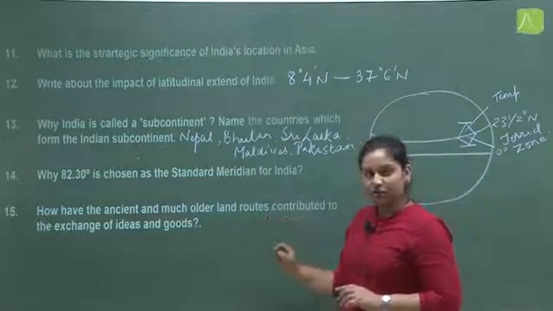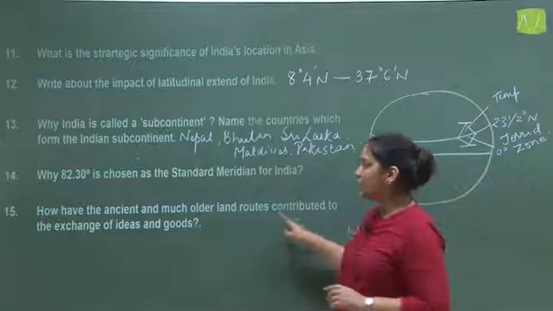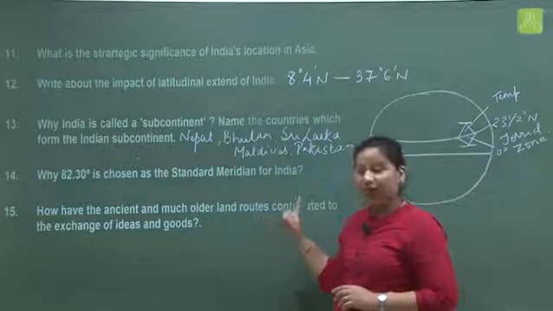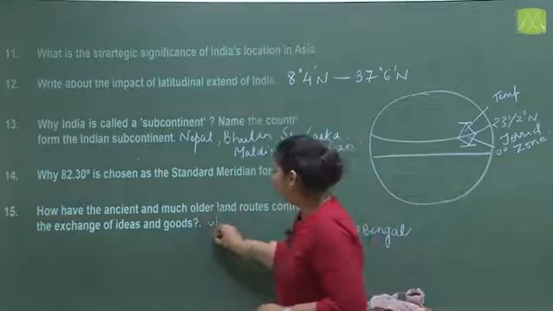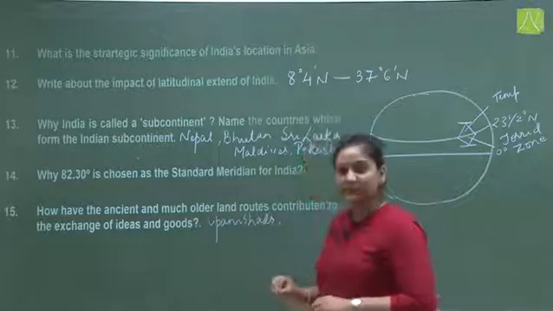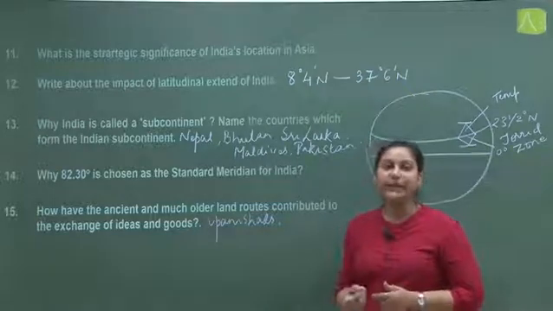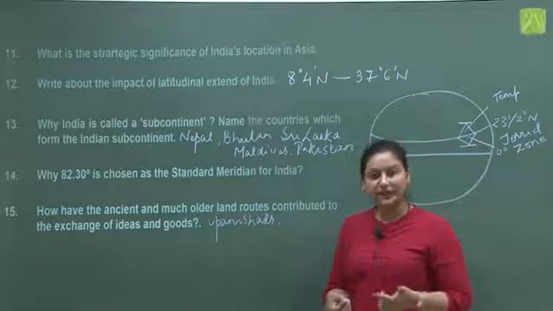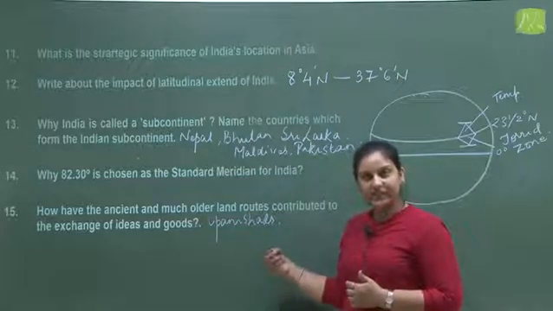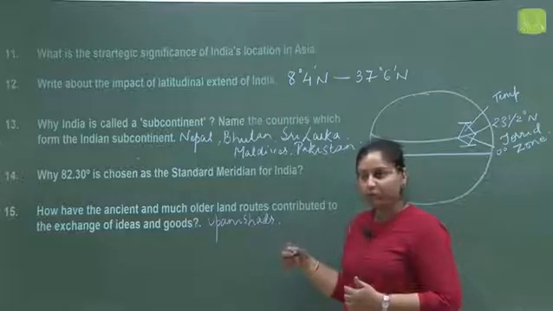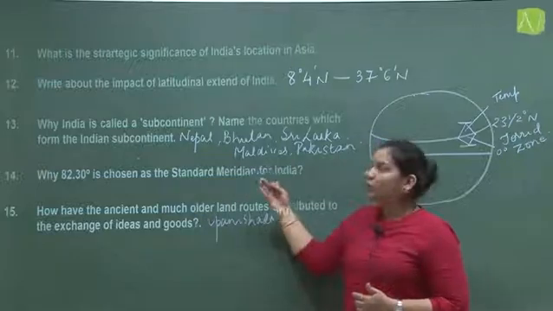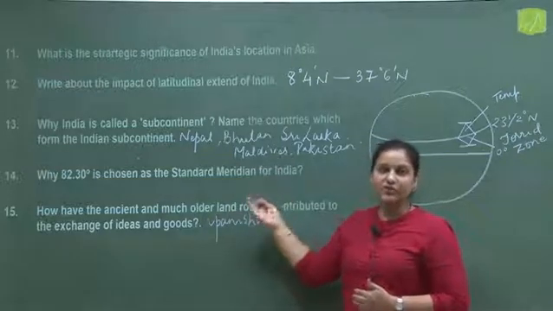Moving on to the next question, 15th. How have the ancient and much older land routes contributed to the exchange of ideas and goods? Here you can mention the ideas of Upanishads, our epics, Ramayana, the great contribution that Indians have made in the field of mathematics and science. Plus the trading companies which had existed here as a part of the Indian subcontinent. This completes our first chapter discussion. We will now move on to the next slide to look at chapter number 2.